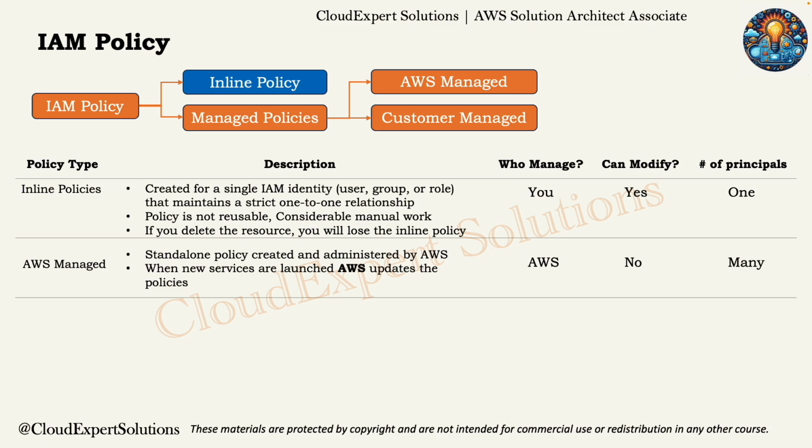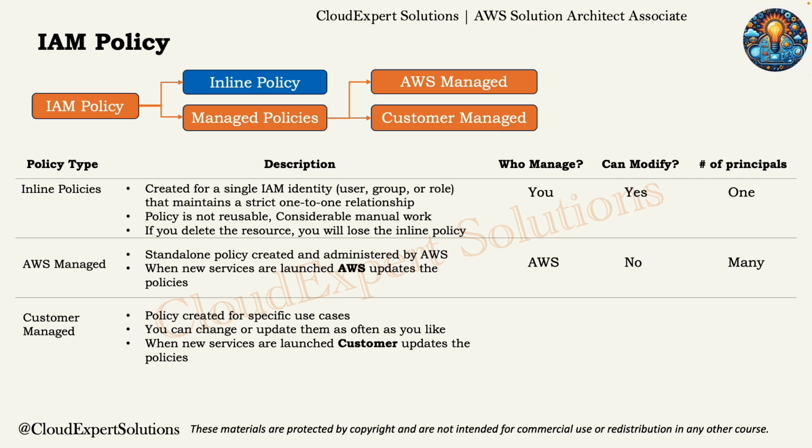The last is the customer managed policy. You will create the policy for specific use cases where a standard AWS managed policy is not available, or you might need granular access control. In that case, you can create a custom managed policy. You will have the option to change or update them as often as you like. When new services are launched, you need to update this type of policy. Since you are the sole owner of that policy, you can modify it. In terms of how many principals you can apply this policy to, that would be as many as you want.